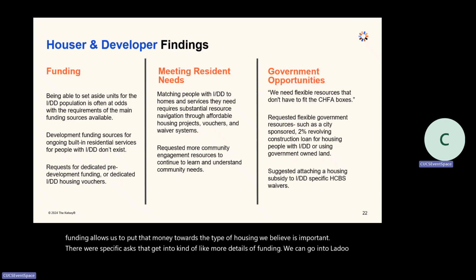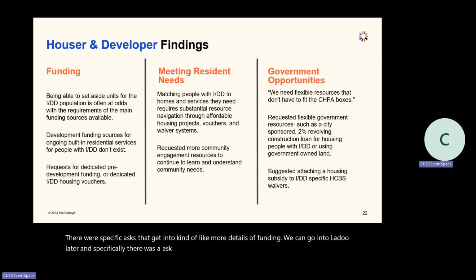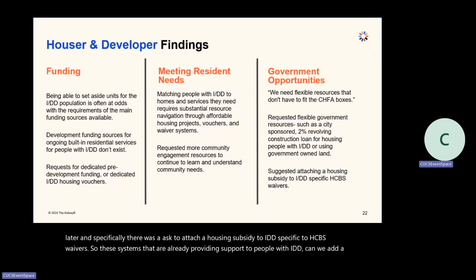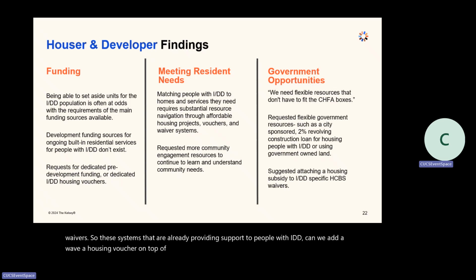And specifically, there was an ask to attach a housing subsidy to IDD specific to HCBS waivers. So these systems that are already providing support to people with IDD, can we add a housing voucher on top of that that will allow people to pay for the homes that they need?